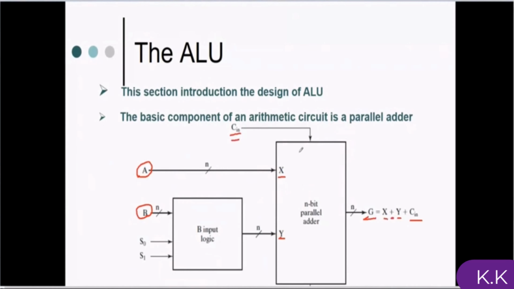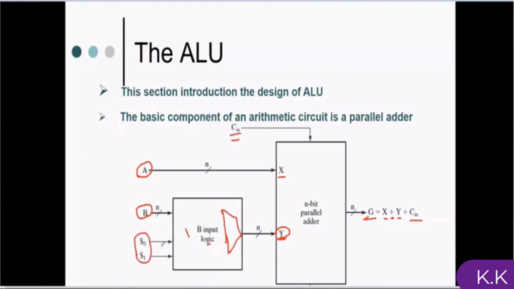So if carry input is 0, then it is X plus Y. If carry input is 1, then it is X plus Y plus 1. What is the Y? Y can be selected from different places. So there is a block diagram here. B input logic, for example, a multiplexer can be used here or some other combination of circuit to select one of the possible inputs.